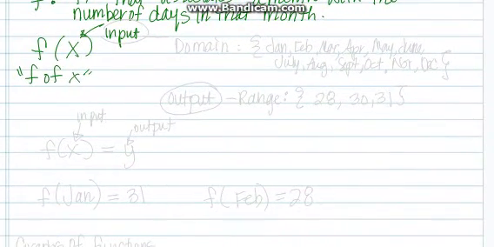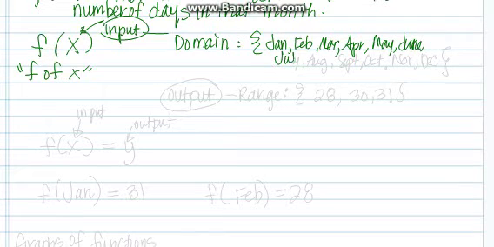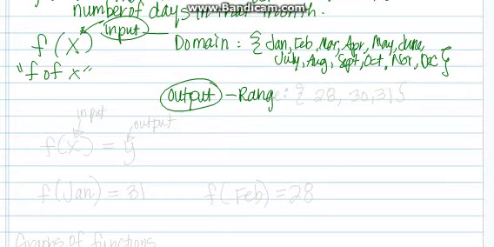So if we think about what we could put into it, we have our inputs, or our possible domain, is going to be all the months of the year. So we have January, February, March, April, May, June, July, August, September, October, November, and December. So I just wrote the domain as a set of all of the months. And then if we think about what our output could be, our output, or our range, will be all the different possible number of days that are in these months, which would be 28, let's look at a regular year, no leap years here, 30 or 31.